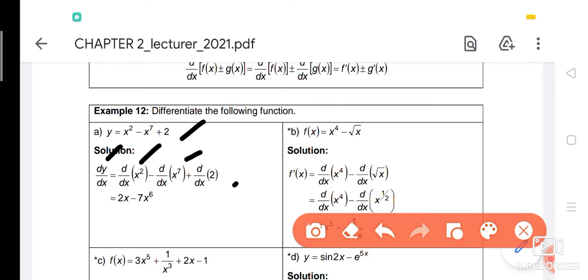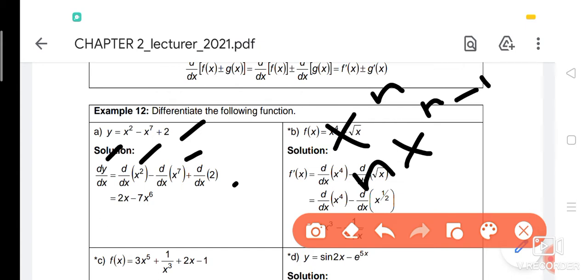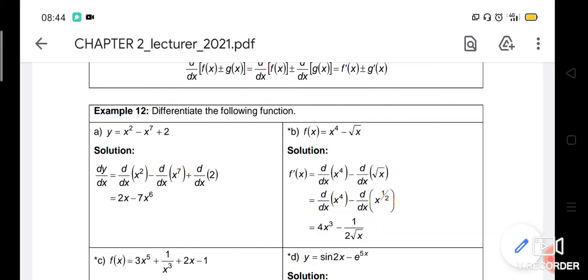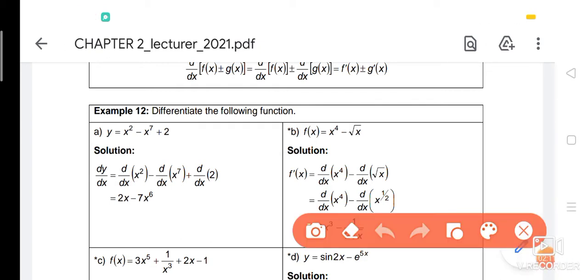Differentiate x squared, ingat tak formula x to the power n. So formula dia, differentiate dia akan dapat n kuasa turun bawah tiru x kuasa n tolak 1. Okay, so for here differentiate x squared akan jadi 2x, differentiate x to the power 7 akan jadi 7x to the power 6, and differentiate constant akan jadi 0. Differentiate any number adalah 0. So dapatlah 2x minus 7x to the power 6.